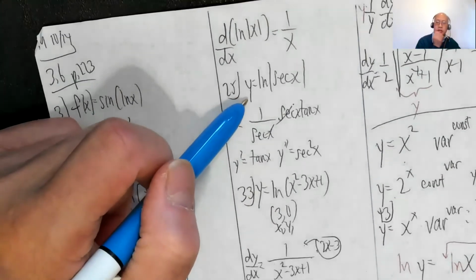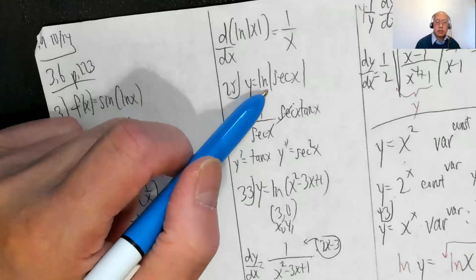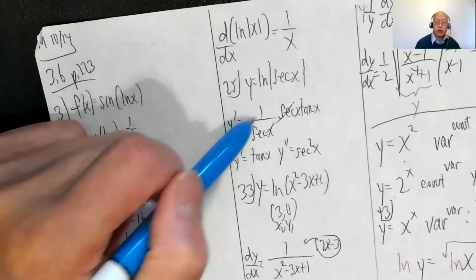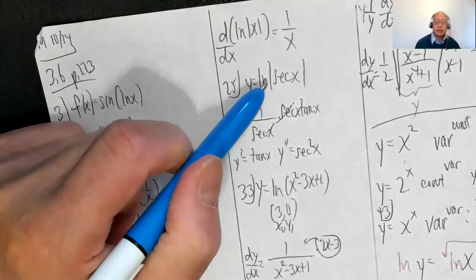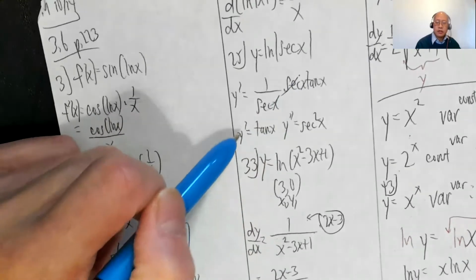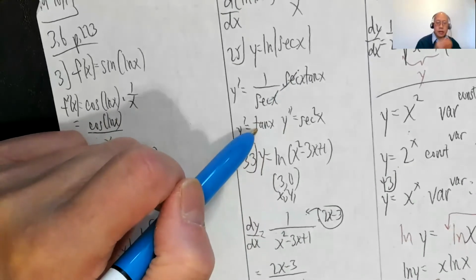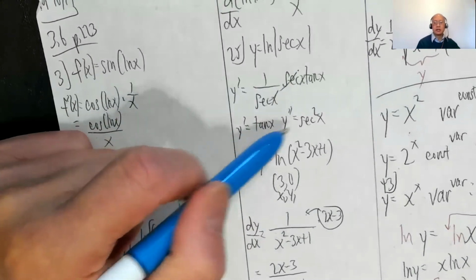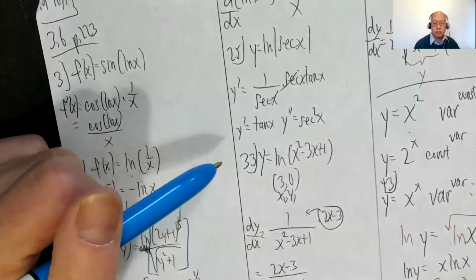All right, 25, y equals ln absolute value of secant of x. So I go 1 over secant of x times the derivative of secant x, which is secant x tangent x. These guys cancel out. So y prime is tan x. Therefore, y double prime is the derivative of tangent, secant squared x.